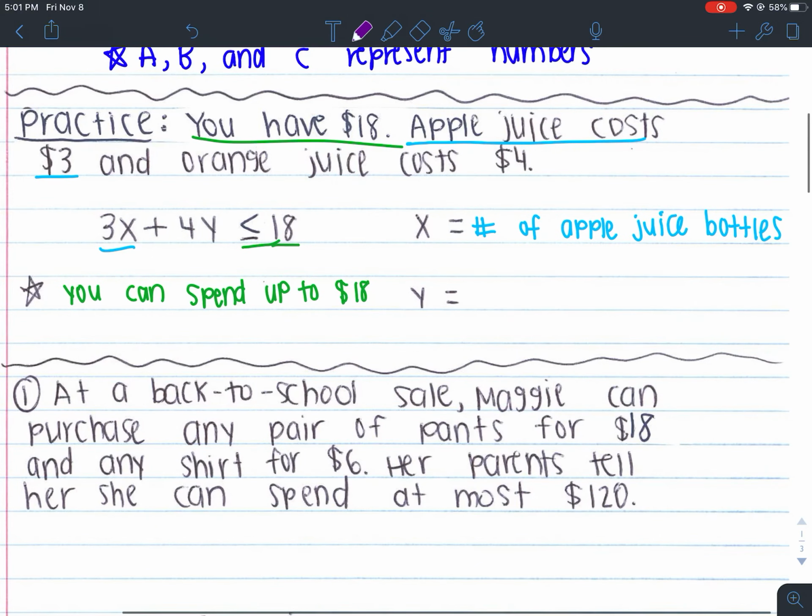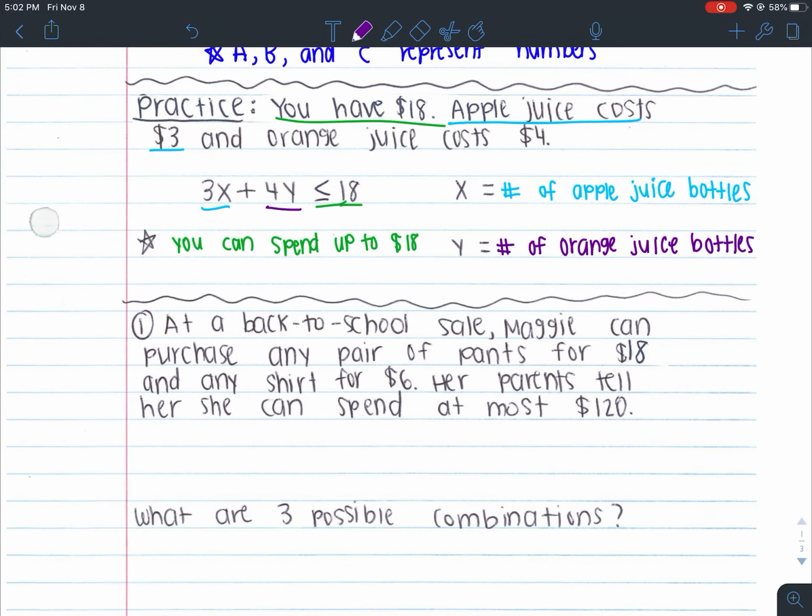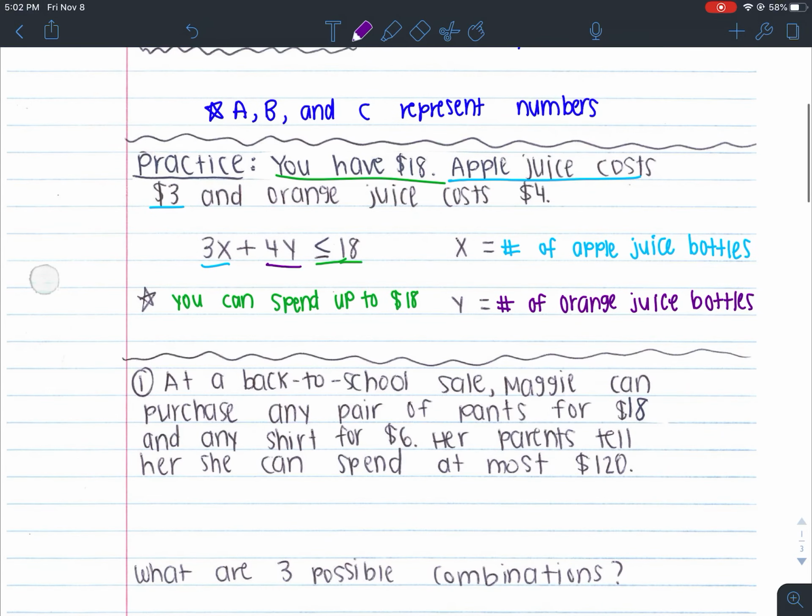Okay, the y values must represent the orange juice bottles then. So this will be the number of orange juice bottles. That's where the 4y comes into play, because it costs $4 for every orange juice bottle. All right, so that's just some information. We're working backwards. They gave us the equation or inequality, and we're determining what x and y are based off of that.